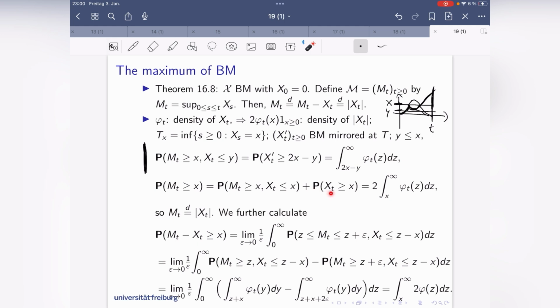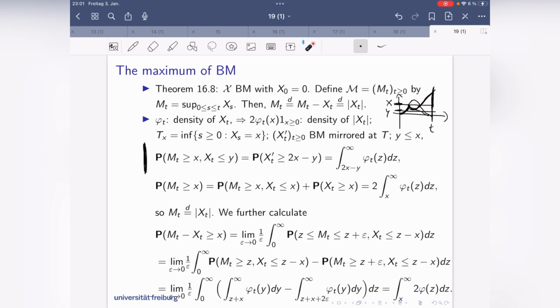What's the probability that X_t is bigger than x? Well, that's this integral, of course. And for the other thing, we can use this integral with y equals x, which is the same integral from x to infinity, phi_t of z dz. So I have twice this integral here, and therefore we have computed the distribution of M_t, which is the same distribution of this absolute value of X_t. So that's the first claim.